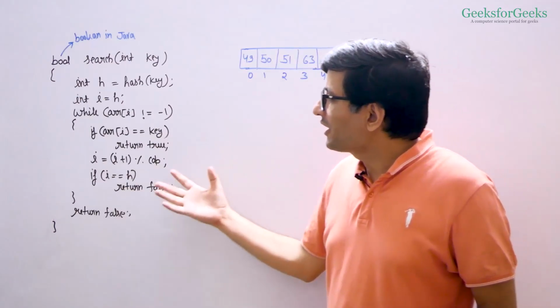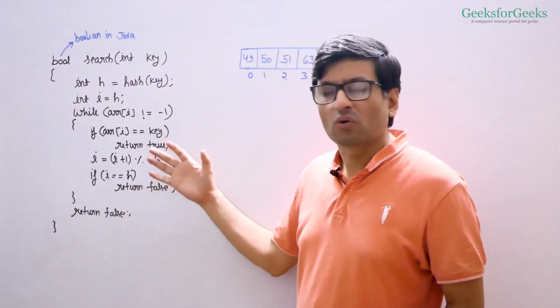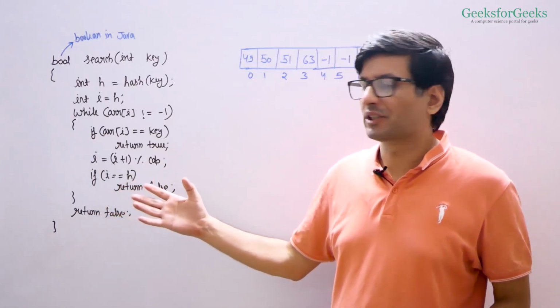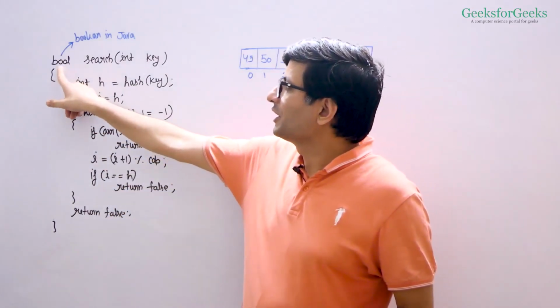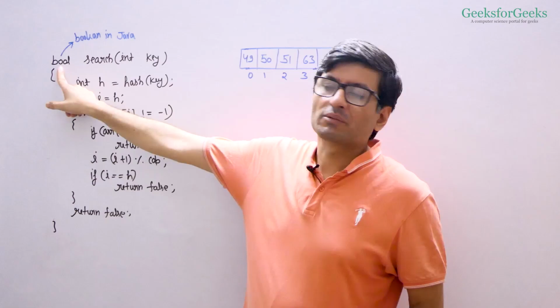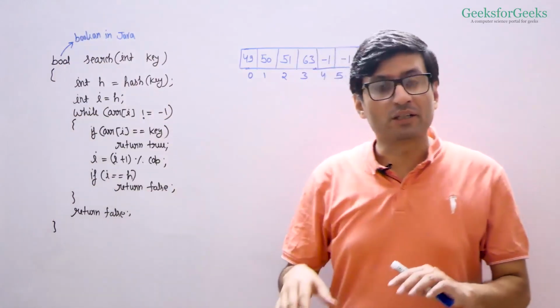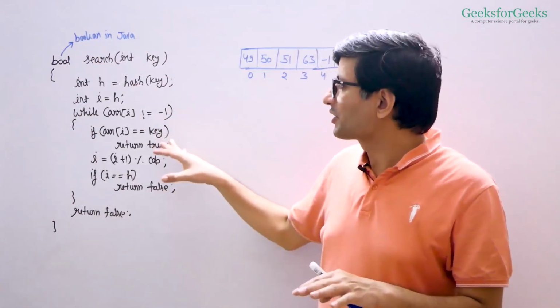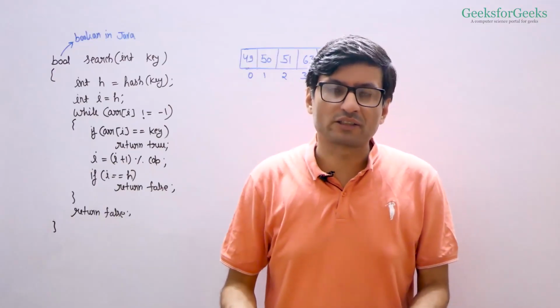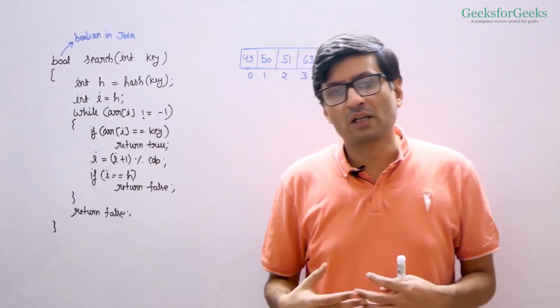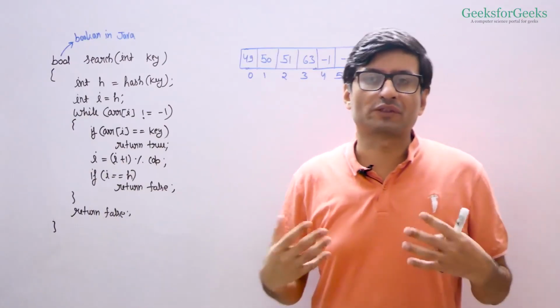So the syntax for writing this function is almost the same in both C++ and Java. The only difference is you need to write bool in C++ and boolean in Java. And please remember this function is going to be defined inside the class, right? Because it's part of the class. Now let's talk about the logic of the search function.